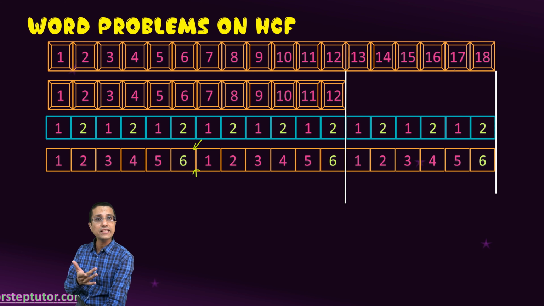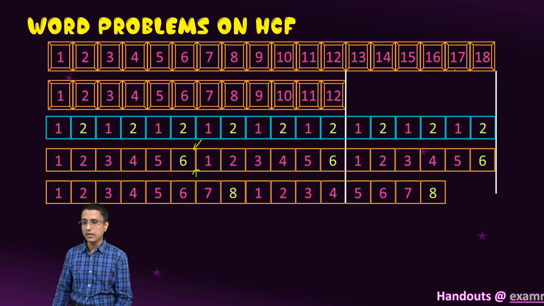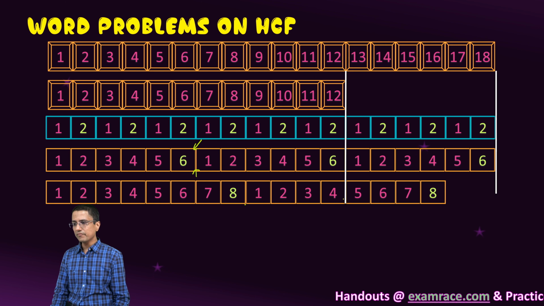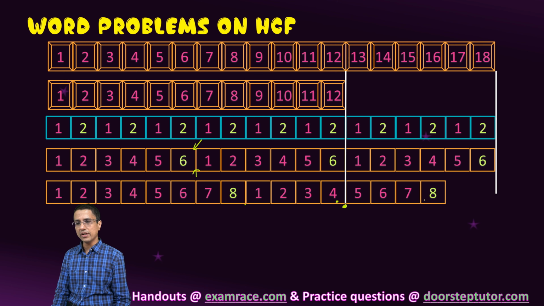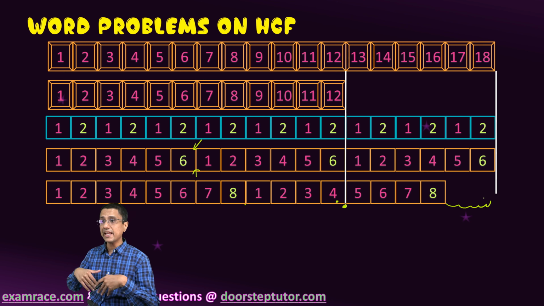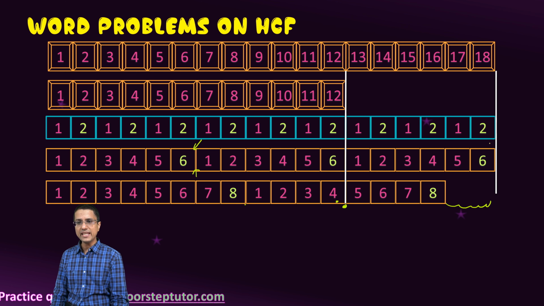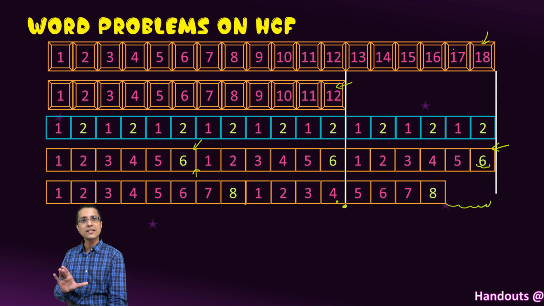If I go higher than that, let's say I try with 8 centimeters, this would not work, because with this 8 centimeter length I would not be able to measure 12. The 12 would end at 4, and of course I would not be able to measure 18 as well, because 8 does not divide either of those. So I am seeking the largest number, in this case 6, which evenly divides both 12 and 18, and that number is simply my HCF.